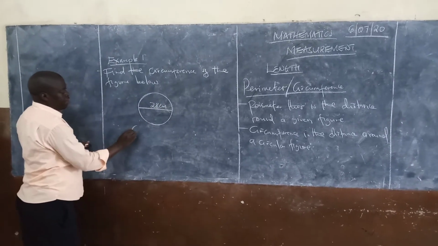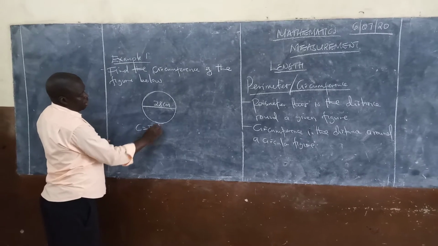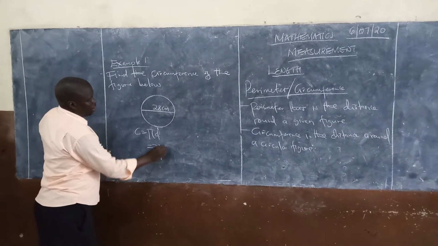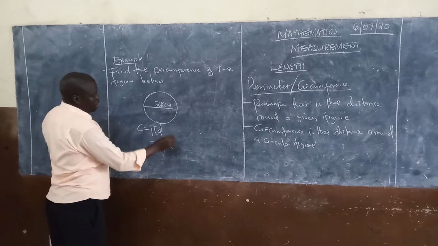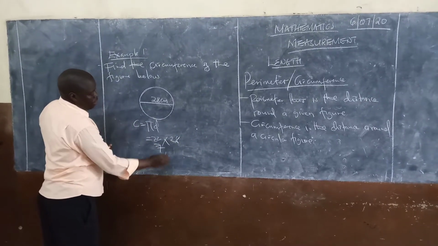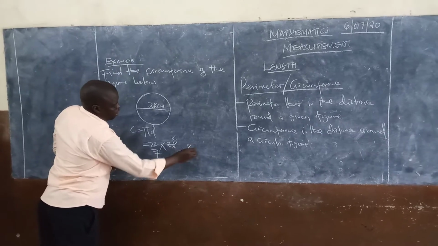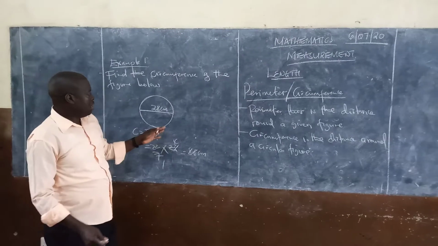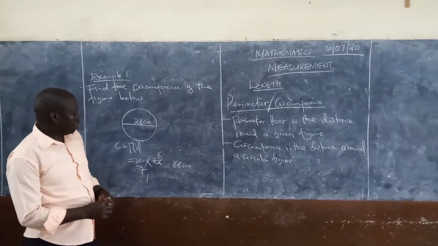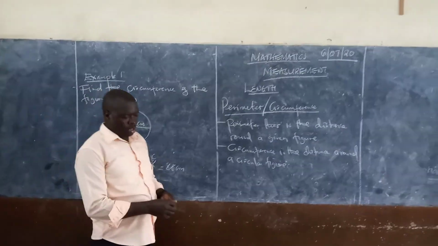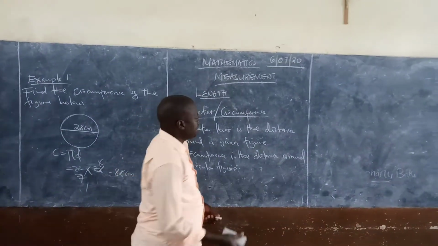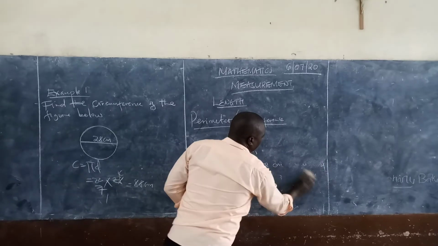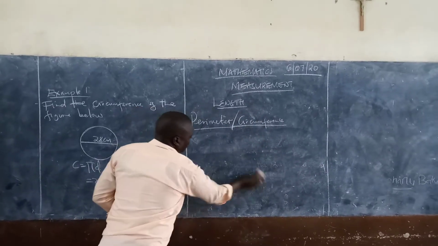Let's draw that circle, and we have a diameter of 28. So we are saying circumference is pi d, and of course our pi is 22 over 7 multiplied by our diameter, 28. 7 1 7 4, and you have 88. So we start with the simplest before we go to the complex questions. Our example 2, we have a semicircle, that is half of a circle.